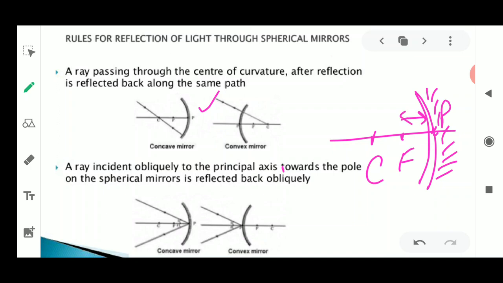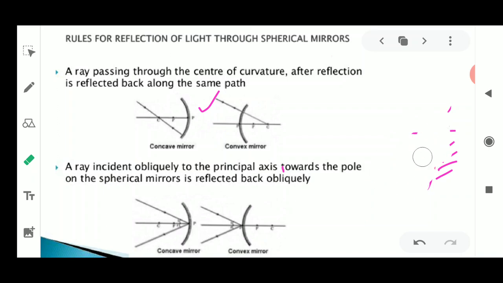All these things should be remembered, one should keep in mind. Now, the first rule says whenever a ray of light is passing through the center of curvature, after reflection it is going to come back along the same path. So whenever it is passing through the center of curvature, it is going to move and then come back again along the same path.